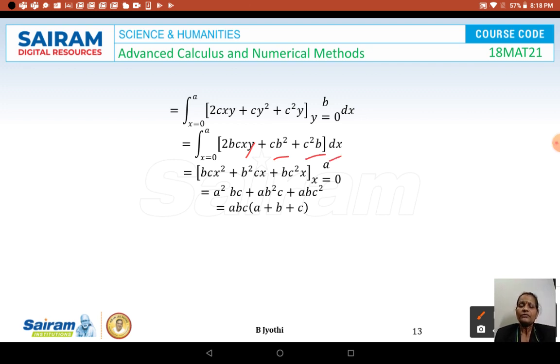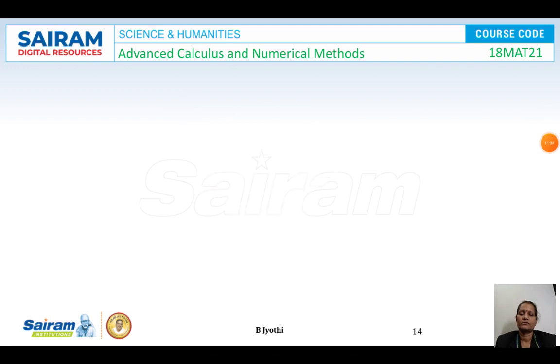And this on integration with respect to x, what I get is bc x square by 2. This 2 will be cancelled with the x square by 2, and b square cx and bc square x, where x is from 0 to a. Then what I get is a square bc plus ab square c plus abc square. Then we can take abc outside. We get a plus b plus c. This is the required integral we are getting. Thank you.